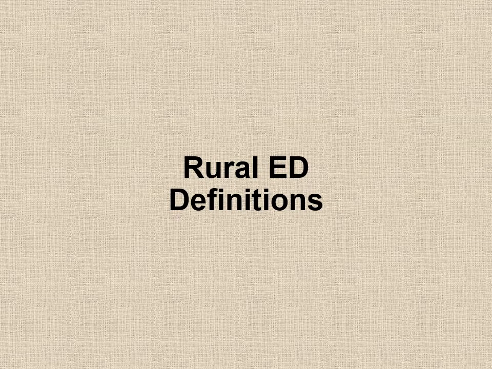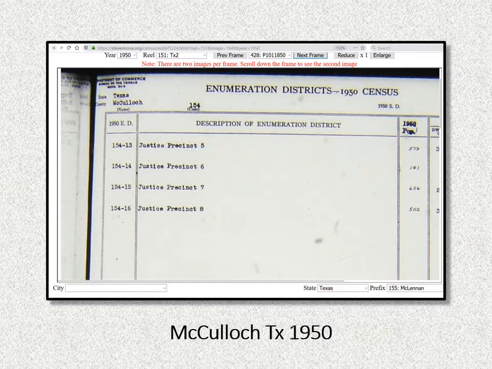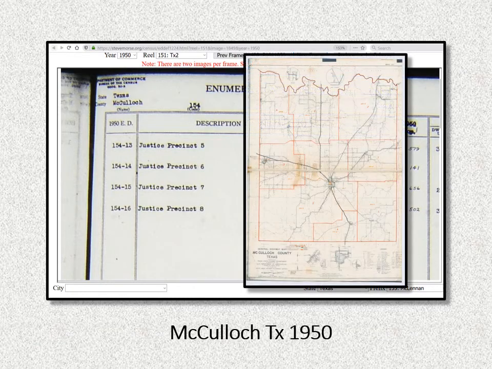Now I'm going to show you examples of rural and urban enumeration district definitions. This is from McCulloch, Texas, 1950. You can see there's not much information there. How would you know where your location was? Probably in this situation, you might go to the enumeration district map. Those maps are available right now, and remember, I have a primer on how to use ED maps. But I'm going to show you something else that I did with McCulloch, Texas in a second.